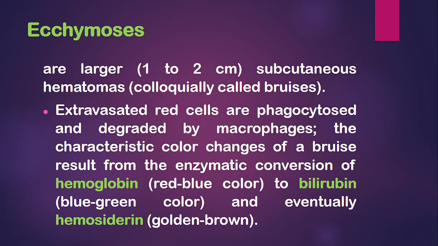The third term is ecchymosis, which means larger bleeding ranging from 1 to 2 cm in diameter. It is a subcutaneous hematoma, also called a bruise. Extravasated red cells are phagocytosed and degraded by macrophages. The color changes of a bruise result from enzymatic conversion of hemoglobin, which is initially red-blue, to bilirubin, which is blue-green, and eventually hemosiderin, which is golden brown.